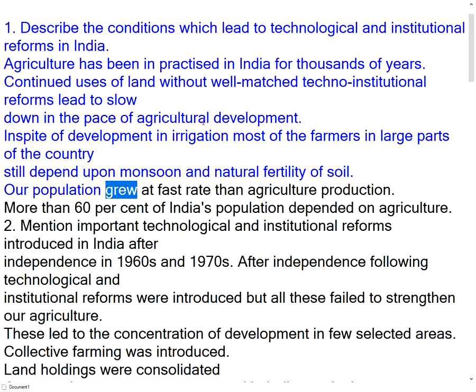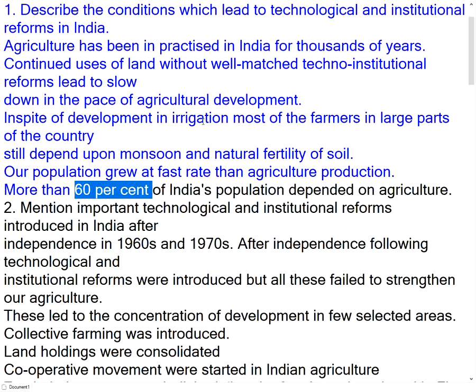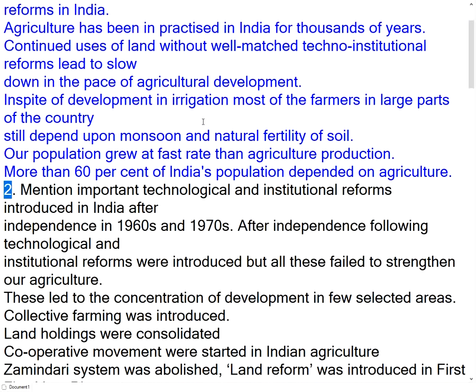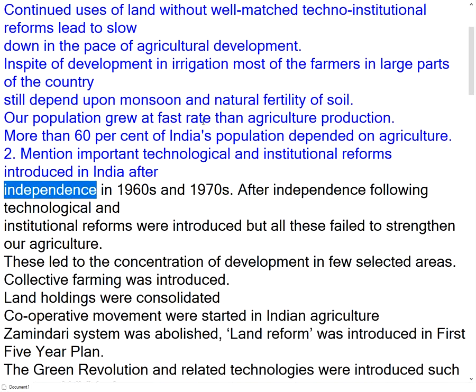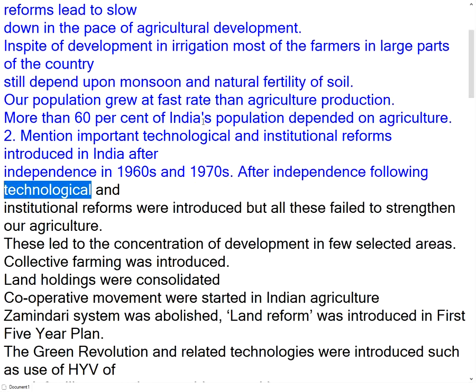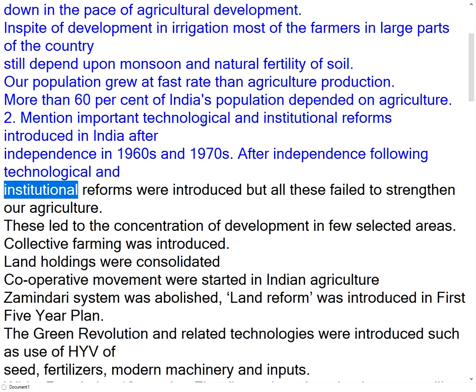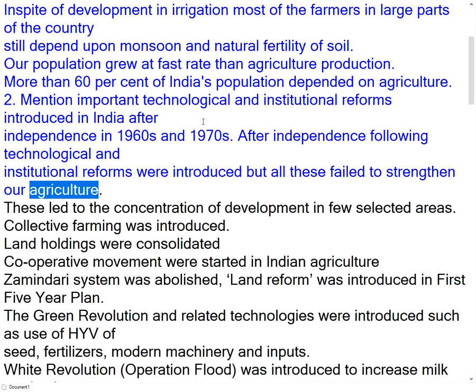Our population grew at a faster rate than agriculture production. More than 60% of India's population depended on agriculture. 2. Mention important technological and institutional reforms introduced in India after independence in the 1960s and 1970s. After independence, the following technological and institutional reforms were introduced, but all these failed to strengthen our agriculture.